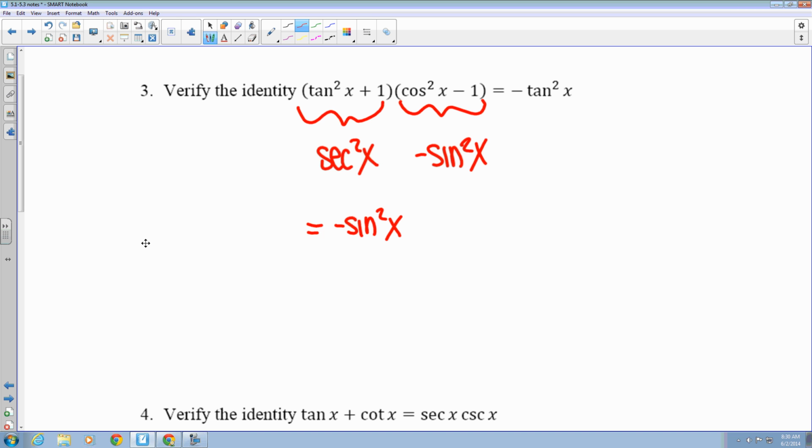If I multiply by secant, that's the same thing as dividing by cosine. And then sine over cosine is tangent, and I'm done. Negative tangent squared.